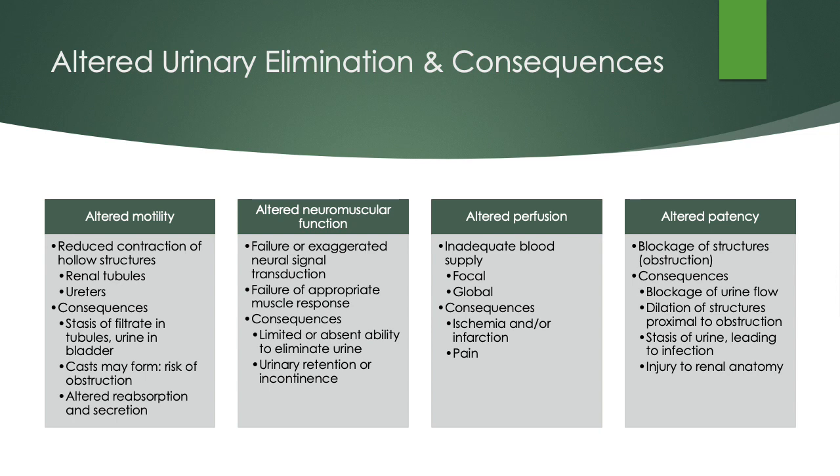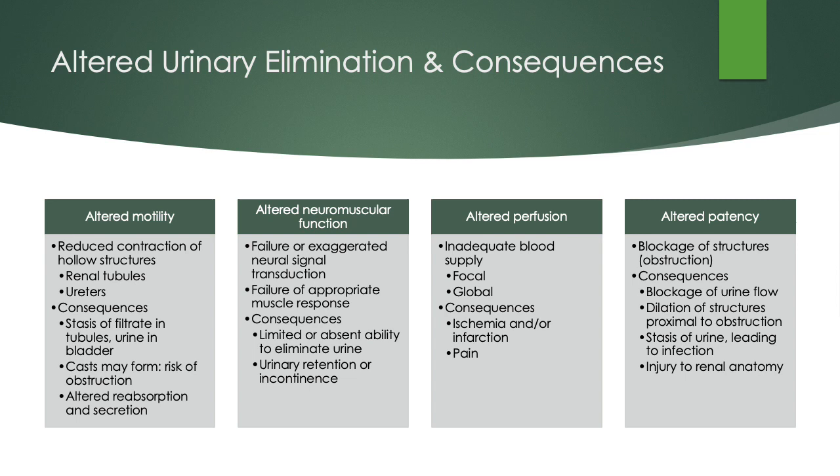Next, we'll talk about urinary elimination, the alterations and consequences. So these are the four areas that you can have altered urinary elimination, or this is the cause of your alterations in urinary issues. So you have altered mobility, which is where you have reduced contractions of hollow structures. So your renal tubules are not able to contract, your ureters are not contracting to help that peristalsis. As far as your consequences, you'll see stasis of your urine, and it'll keep your urine in the bladder ultimately, or in those kidneys. So you may have a risk for obstruction as a result of that.